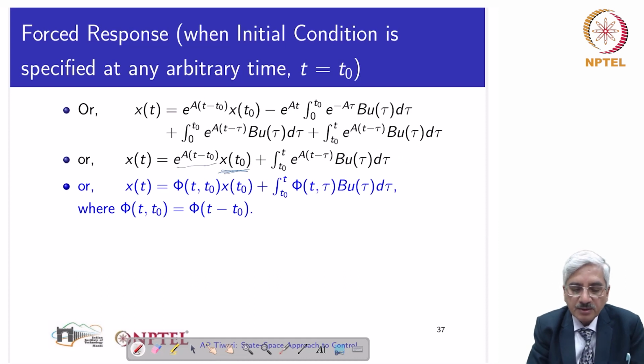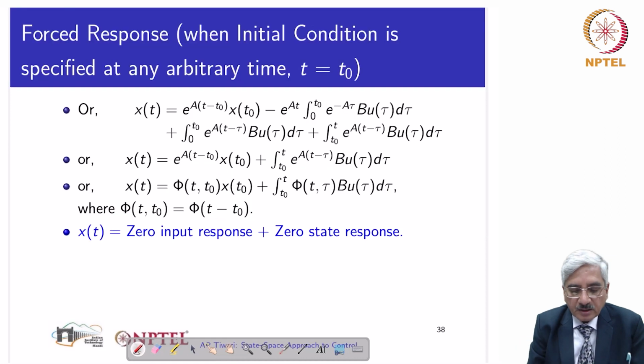We denote e^(A(t - t0)) as phi(t, t0). Similarly, e^(A(t - tau)) as phi(t, tau). And in the case of a linear time invariant system, phi(t, t0) will be phi(t - t0). Similarly, phi(t, tau) will be phi(t - tau).